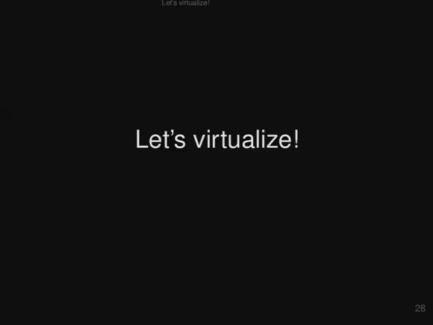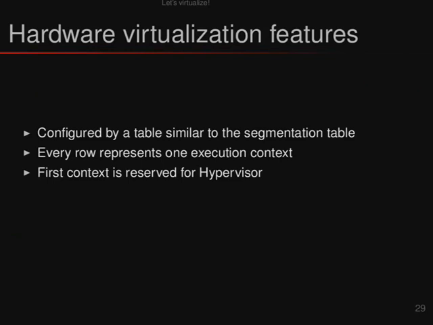So let's try to virtualize something. The virtualization features are also configured by a table similar to the segmentation table, and it looks basically the same, but it controls just which segment is loaded up on context change. And each row represents one virtual machine or one context, and the first one is reserved for the hypervisor, and it looks like this.